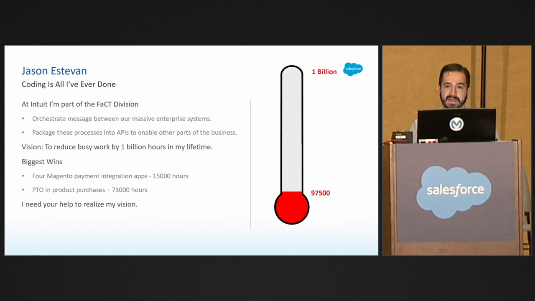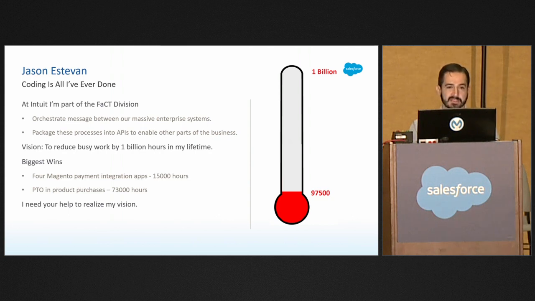At Intuit, I'm part of the FACT division, which is the finance and compliance technology. And what we do is we orchestrate messages between our massive enterprise systems and then package these processes into easy-to-consume APIs to enable other parts of the business.